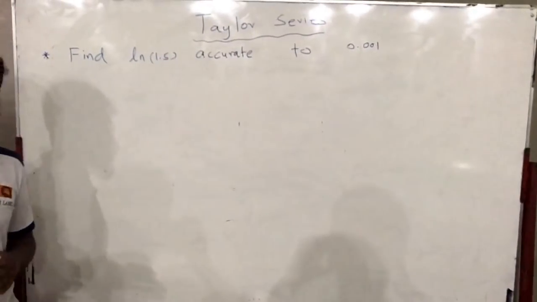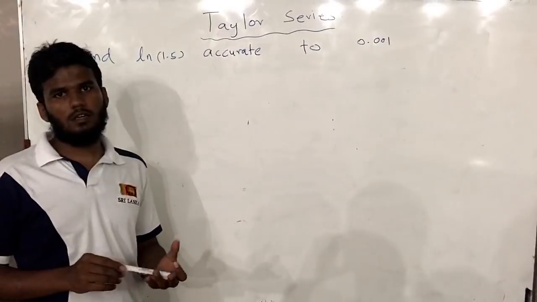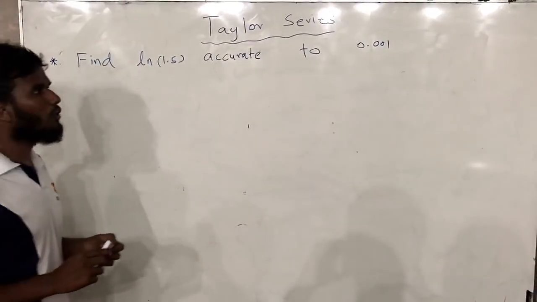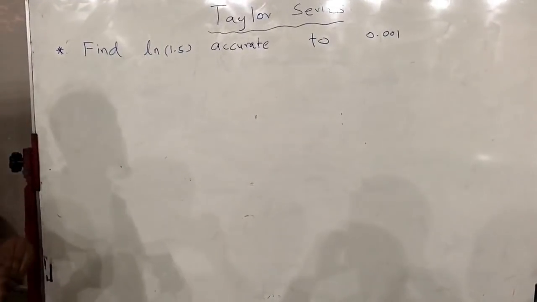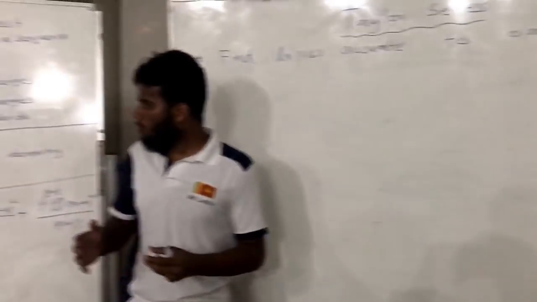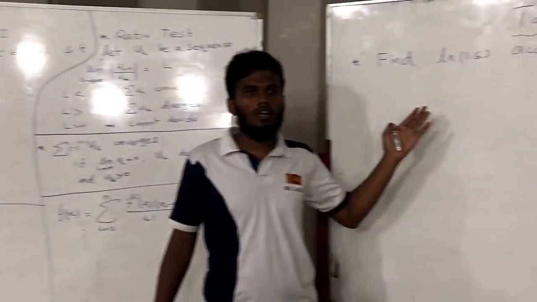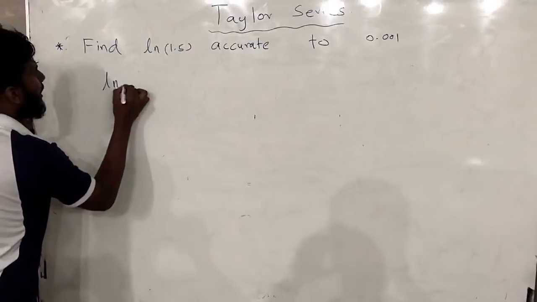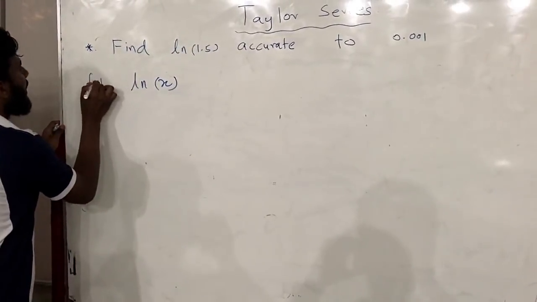We got a brief introduction about Taylor series and we are going to apply Taylor series now. So our question is, find ln 1.5 accurate to 0.001. For this purpose, we have to find a function such that we can use this Taylor series to find ln 1.5. We can use f(x) equal to ln x.